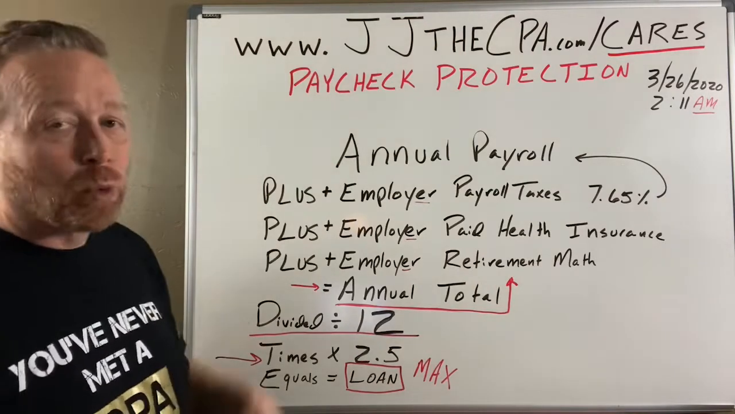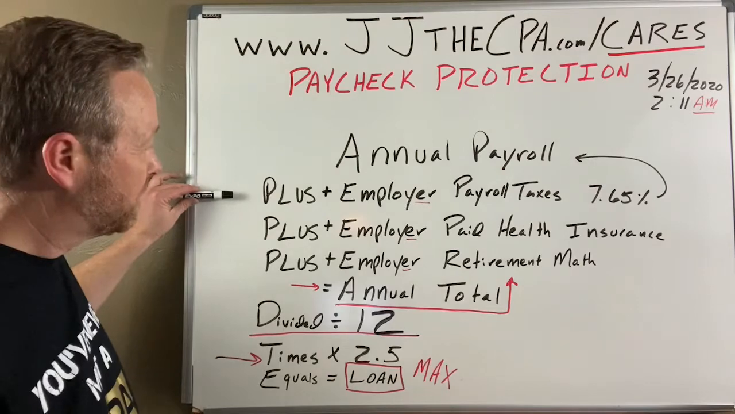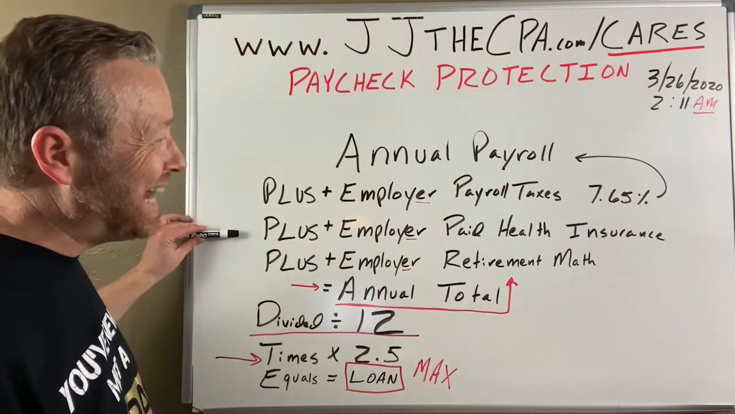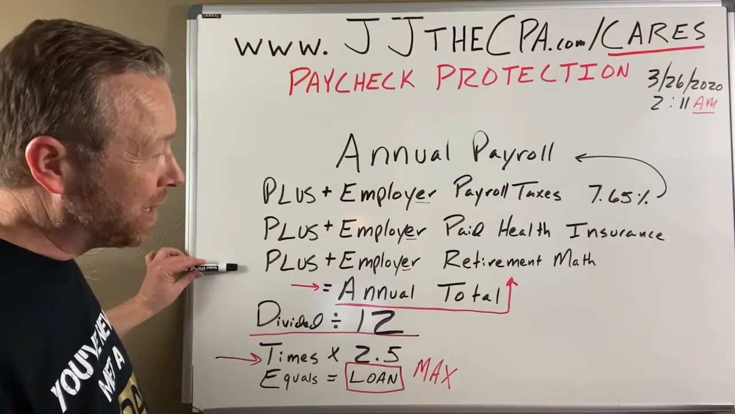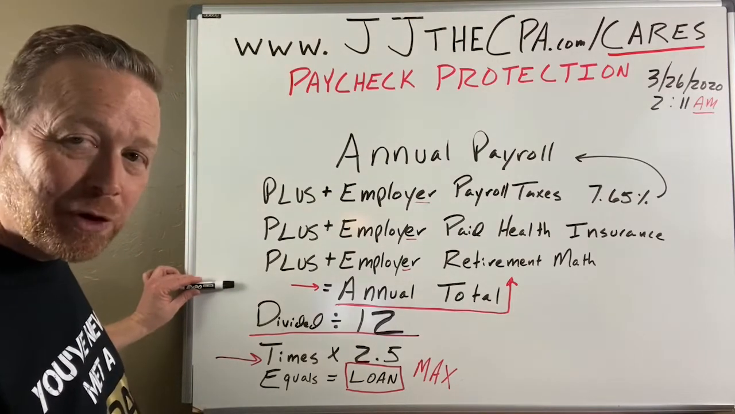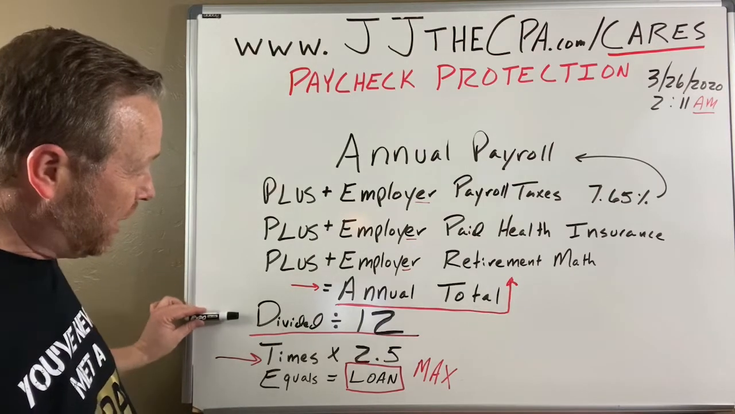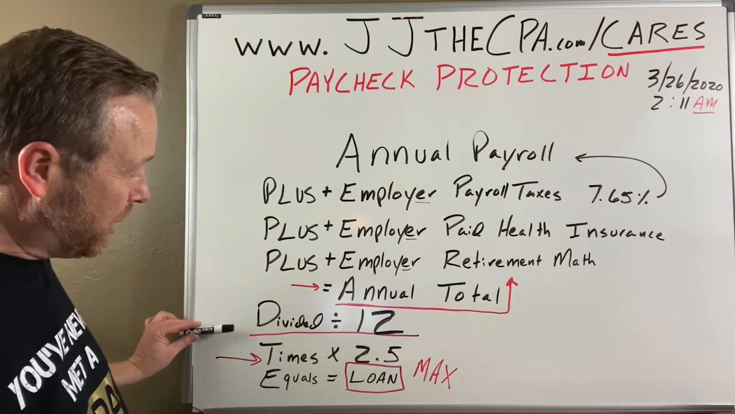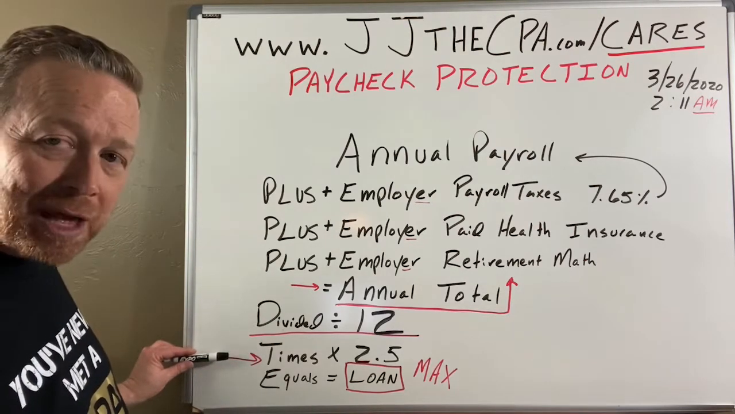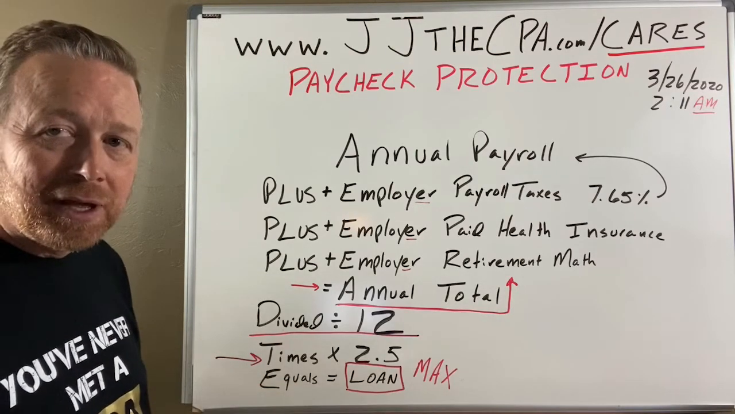You take your annual payroll plus the employer payroll taxes plus the employer paid health insurance plus the employer retirement match. That's going to give you your annual total of all your payroll and related costs. You're going to divide that by 12 to get a monthly average. You're going to take that monthly average times 2.5, and that's your loan amount. That's the max that you're able to loan. That's how it works in a nutshell.